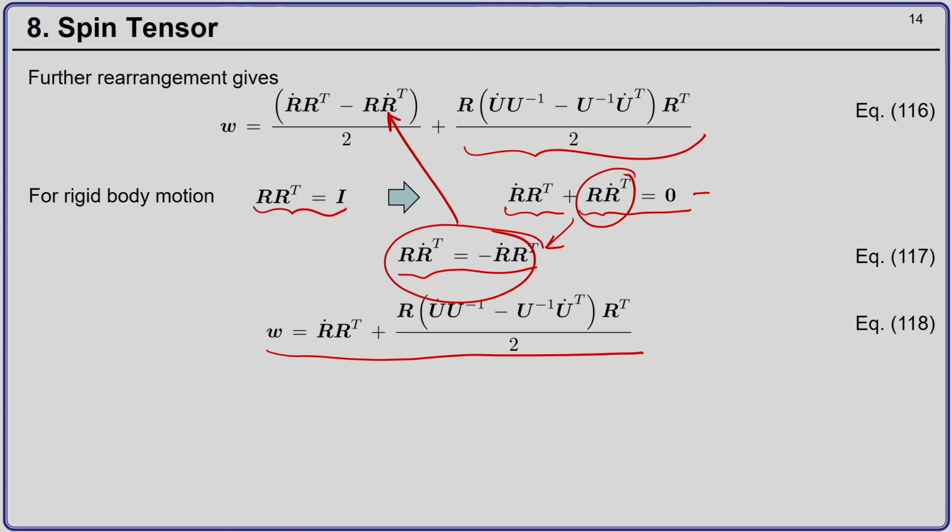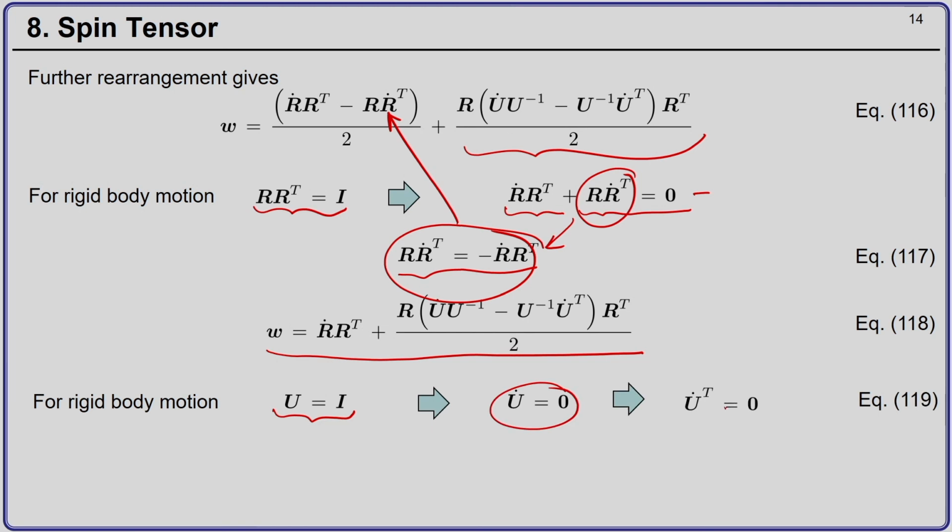Now, as a special case, in case you have rigid body motions, what it means is that the stretch tensor will be equal to the identity tensor. So, there will be no stretch, which means U equal to I, because F is I, and then U will become I, which means U dot will be equal to 0. So, if U dot is equal to 0, it implies U dot transpose is also equal to 0 tensor. So, this I can use here.